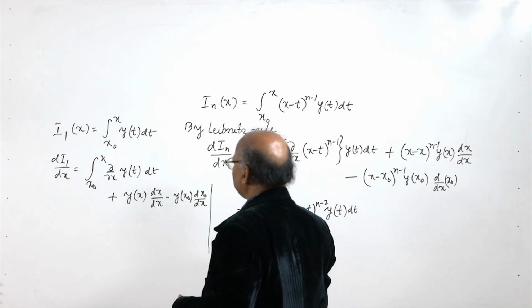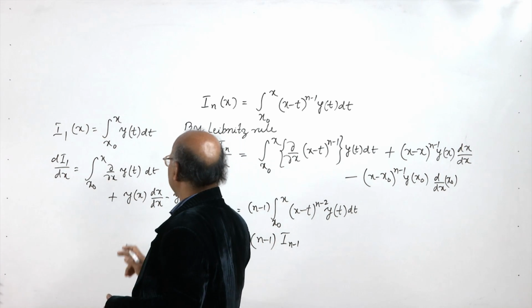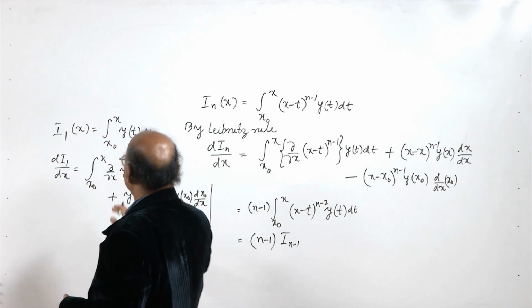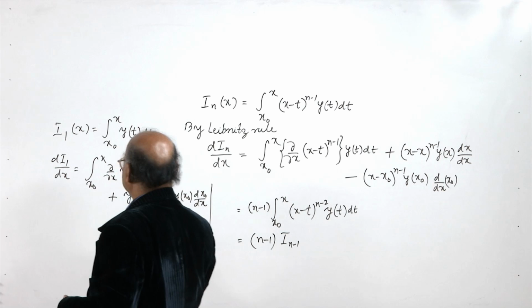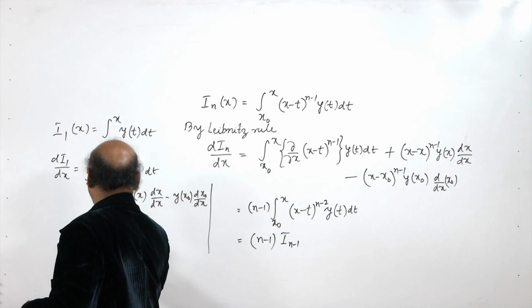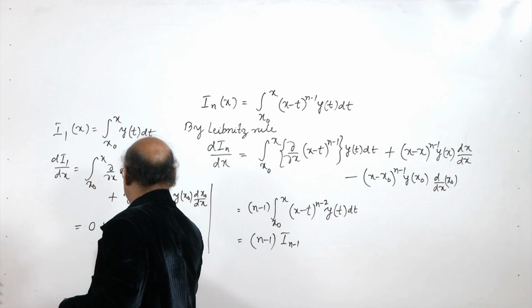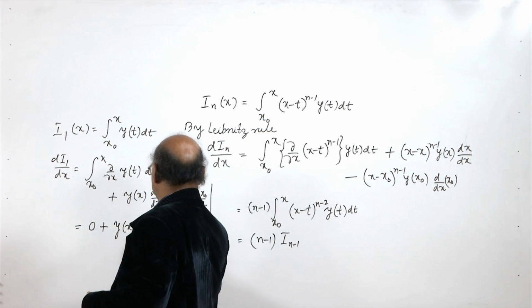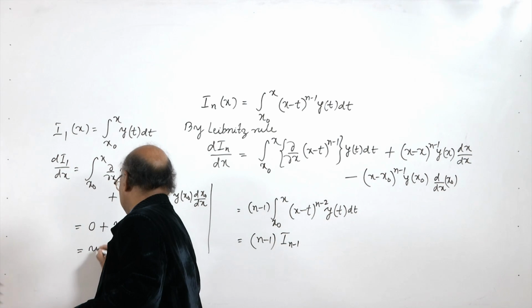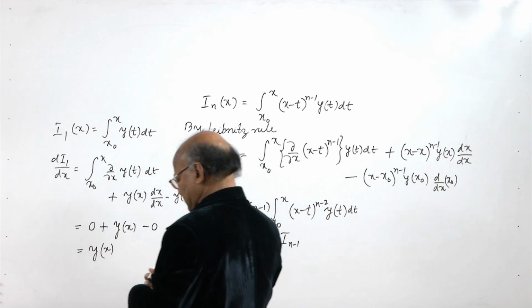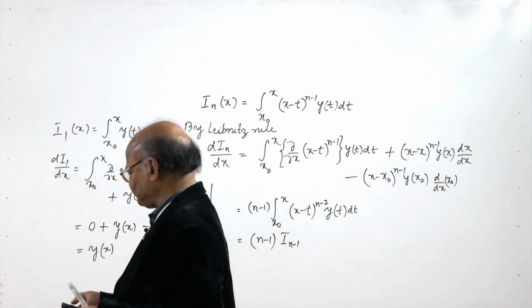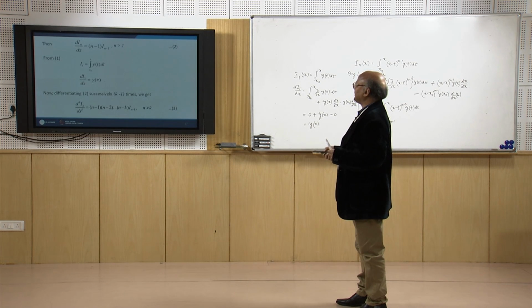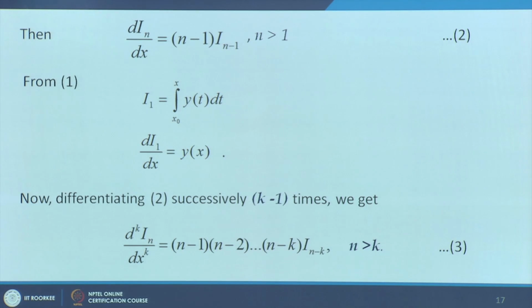Derivative of x with respect to x is 1, so we get y(x) here. Here y is a function of t only, so when you differentiate it with respect to x partially it is 0. So, what we get is 0 plus y(x), and here the derivative of x naught with respect to x is 0, so we get 0. So, we get y(x) here. So, when we differentiate I_1 with respect to x, what we get is y(x). Now, let us differentiate the equation dI_n over dx again with respect to x.